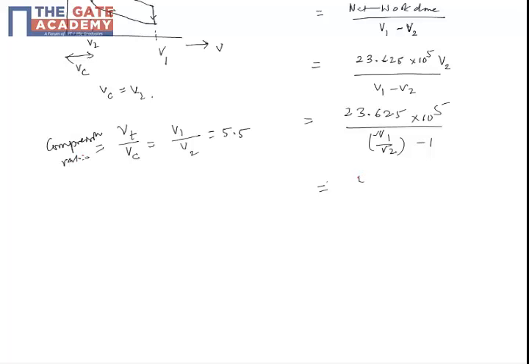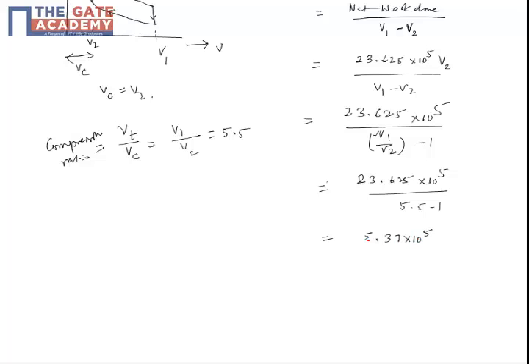Okay, so this is 23.625 into 10 power 5 by 5.5 minus 1, so that is 4.5 in the denominator. If I calculate this, I get the answer as 5.37 into 10 power 5.